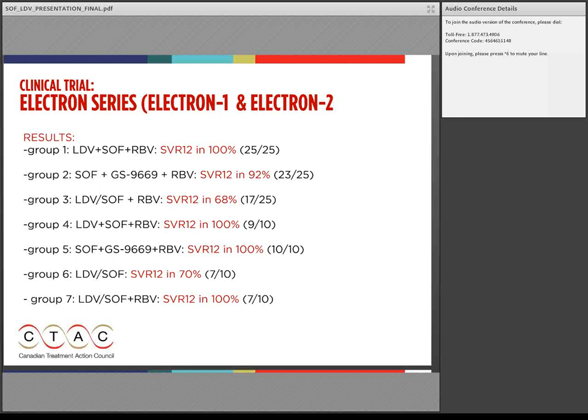For example, ribavirin is associated, as we've said, with dermatological events and can sometimes cause enough to necessitate a hospital visit.